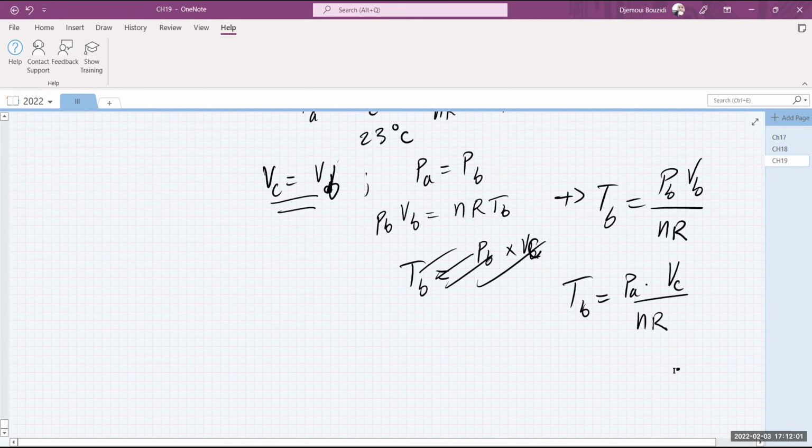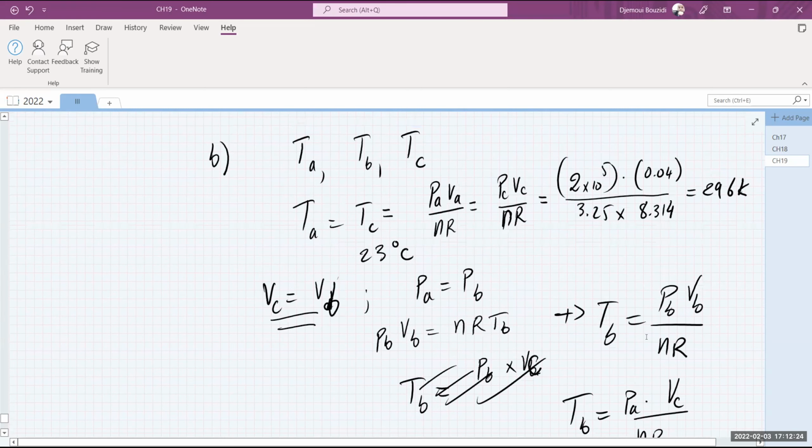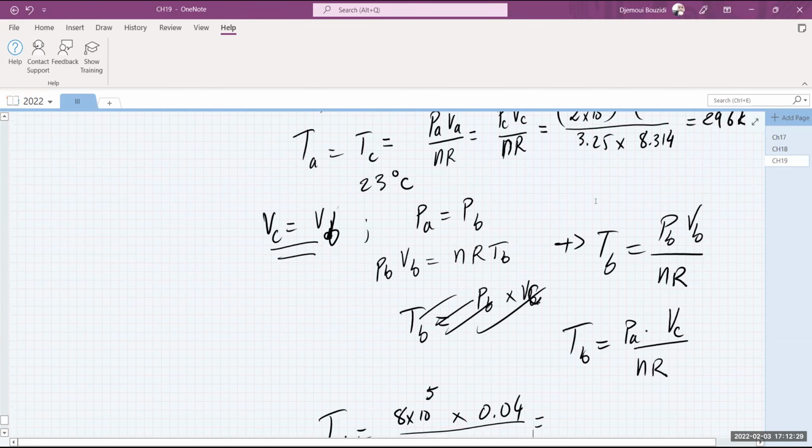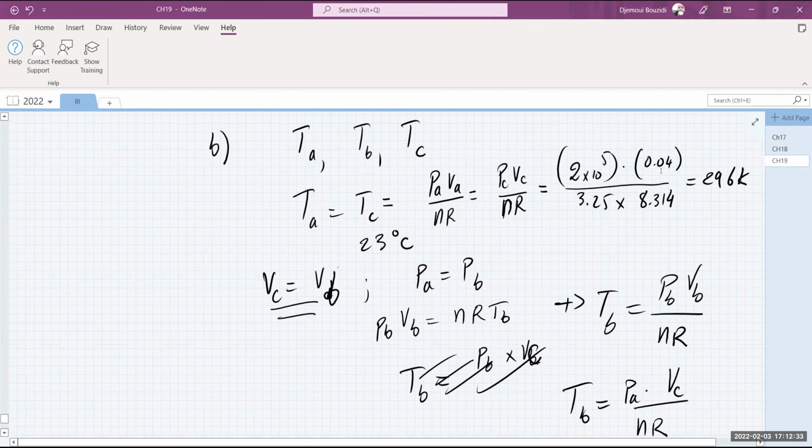If I use this expression, then TB is going to be 8 times 10 to the power 5. That's what this pressure is, in pascals, times VC. VC is 0.04 cubic meters divided by the number of moles, which is 3.25, times R, which is 8.314, equals... look at this term that we found at 296 Kelvin. It's the same number as this one, with the exception that instead of 2, I have 8 in here. That's all. Everything is the same.